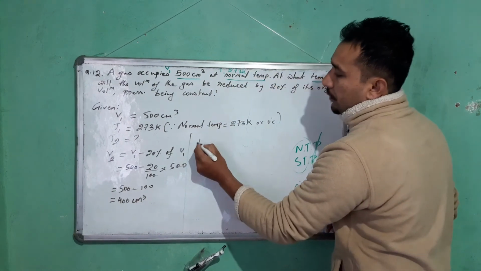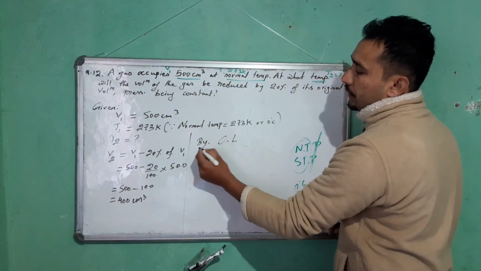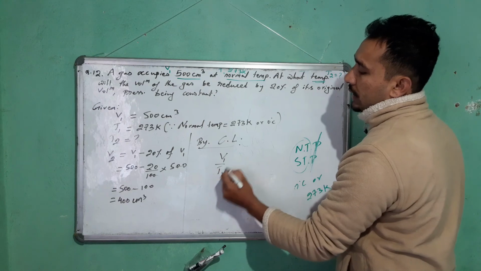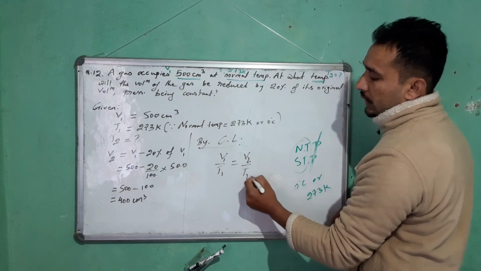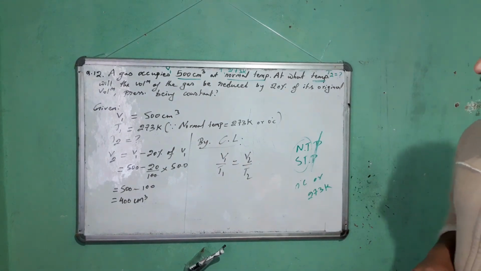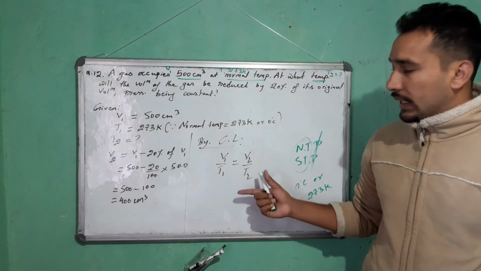By Charles' law, V1 upon T1 is equal to V2 upon T2. So from here you put the value and simplify. Okay, you'll get the answer.